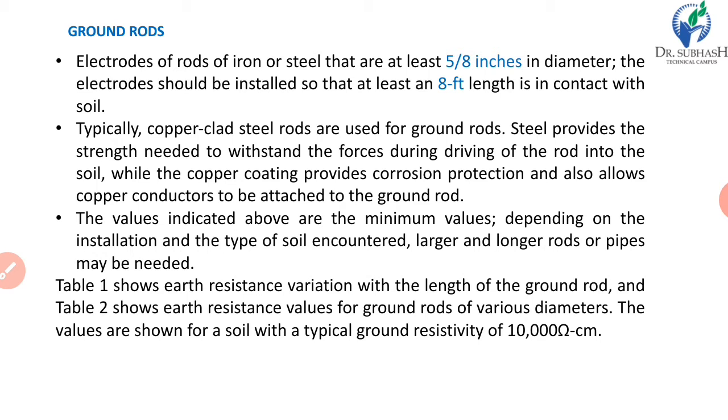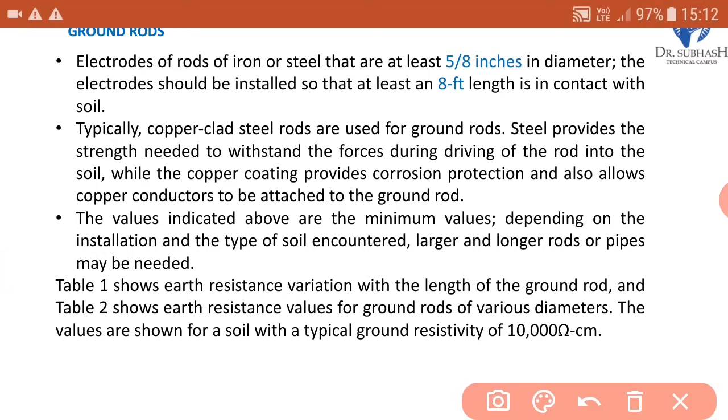Now, ground rods. Electrode rods of iron or steel should be at least 5/8 inch in diameter. The electrodes should be installed so that at least 8 feet of length is in contact with soil. See, this 8 feet is a minimum length. It means the length may be larger than 8 feet.